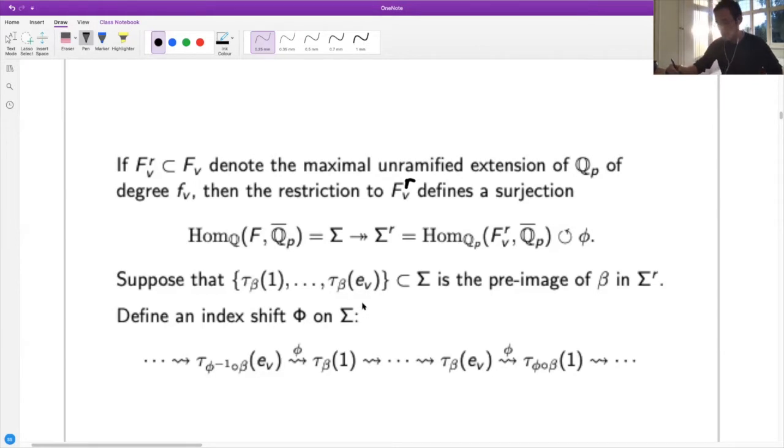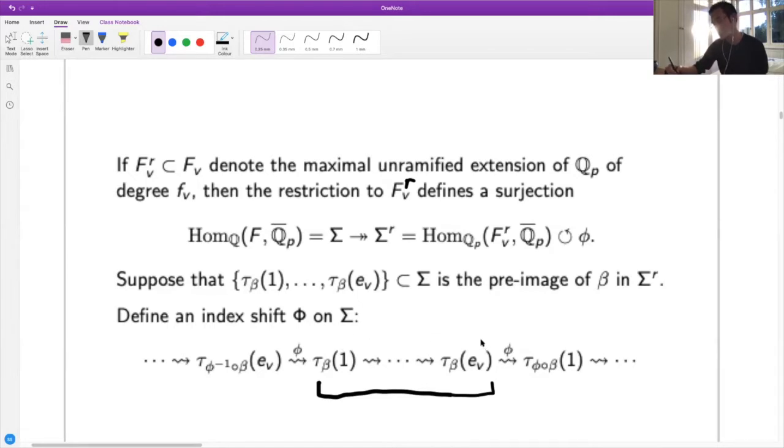So on this set of embeddings of F into Q_p bar, I'm going to define the shift operator. I'm going to call it phi. I think Payman called it sigma. So these e_V of them are indexed by the unramified part of the embeddings, which is eta. Within those eta ones, they are the preimage of the eta. My big phi would shift i's from i to i plus 1 and so on.